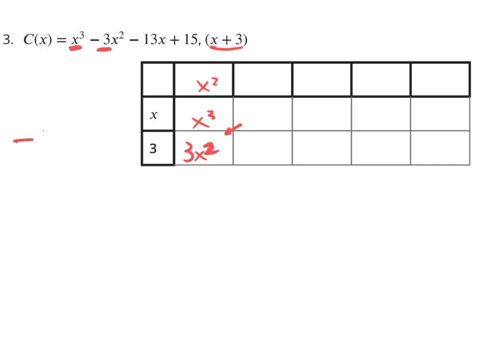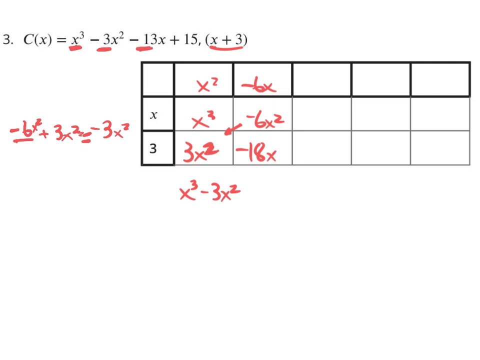This number plus 3x squared is negative 3x squared. So what plus 3 gives me negative 3? Negative 6x squared. So what times x gives me negative 6x squared? Negative 6x. Negative 6x times x is negative 6x squared. So I get x cubed. Negative 6 plus 3 is negative 3x squared. Negative 6x times 3 is negative 18x.